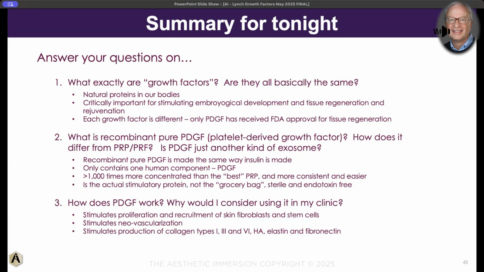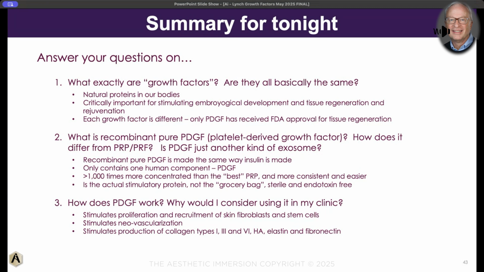PDGF is made the same way insulin is. It consists of only one human component, which is the PDGF. It's highly concentrated, and it is the direct stimulator of cell growth, not the grocery bag. How does PDGF work? Why would I consider using it in my clinic?